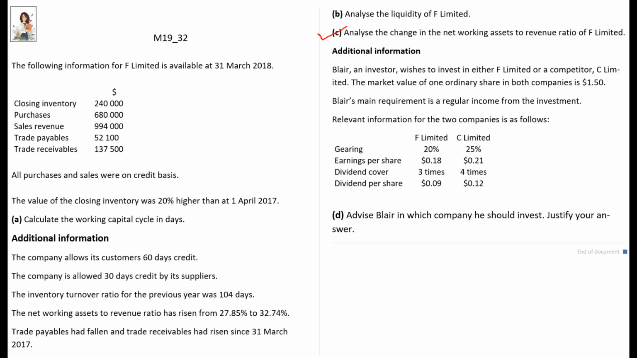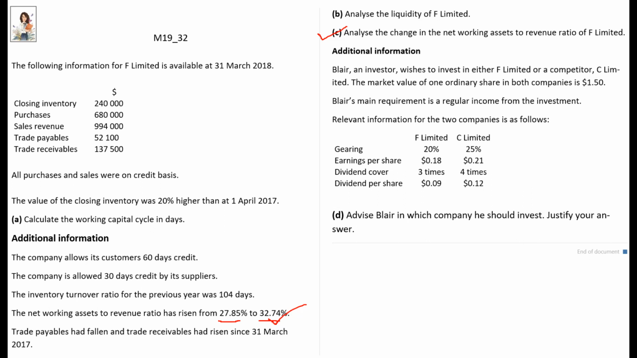In part C, they have asked us to analyze the change in the net working assets to revenue ratio of F Limited. In the additional information, we have been told that the net working assets to revenue ratio has risen from 27.85% in the last year to 32.74% this year. This shows that the proportion of net current assets held in non-cash form is high. This indicates inefficiency as more assets are being used to generate sales.